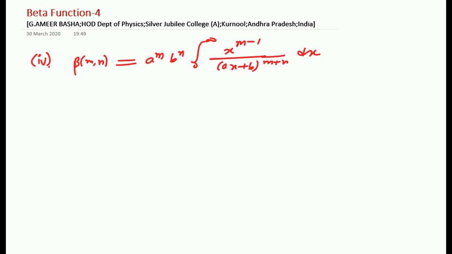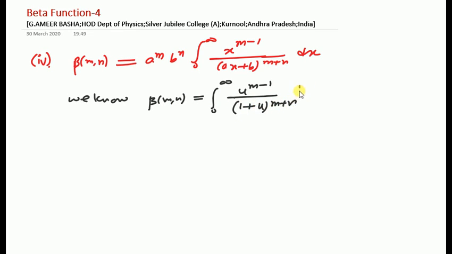Then again, very simple to prove. We'll start from here. We know, just now we proved, beta mn will be equal to 0 to infinity, because the limits will be 0 to infinity, u power m minus 1 divided by (1 plus u) whole power m plus n into du. Okay, now we need to substitute something to change the values. So what I do here, let us substitute. Let us put u equal to a by b into x.